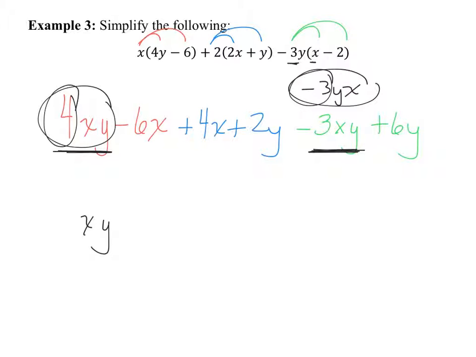The next like term is what? Negative 6x plus positive 4x gives me negative 2x. And the last one.